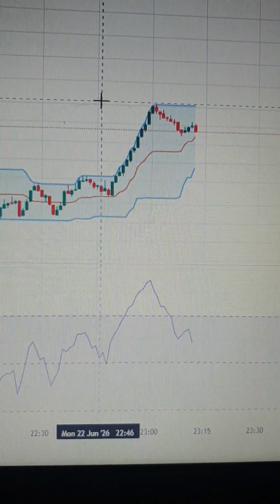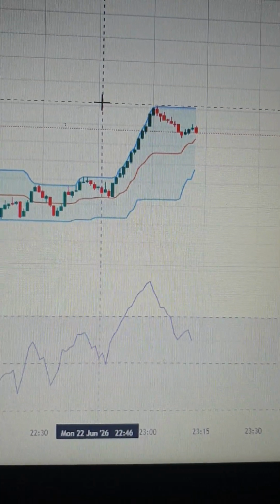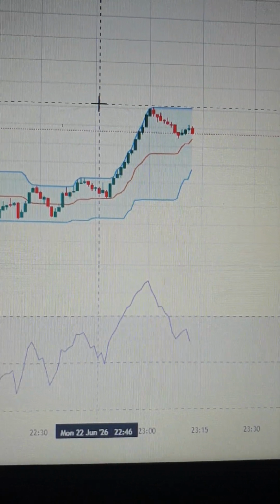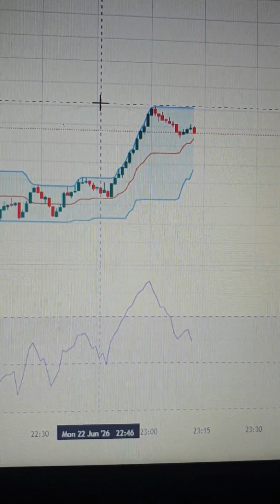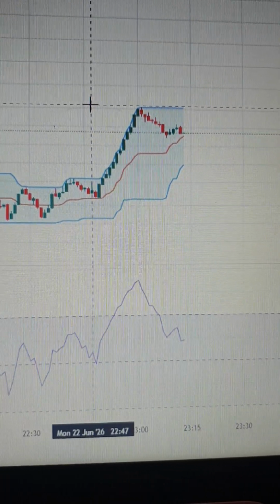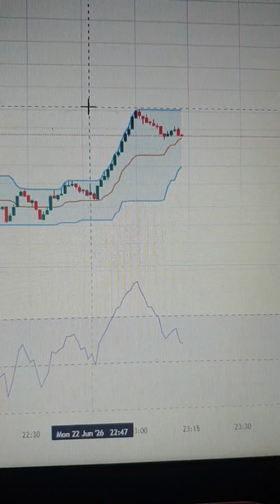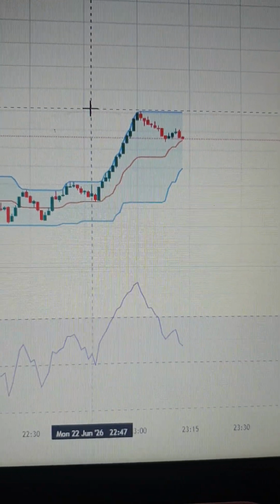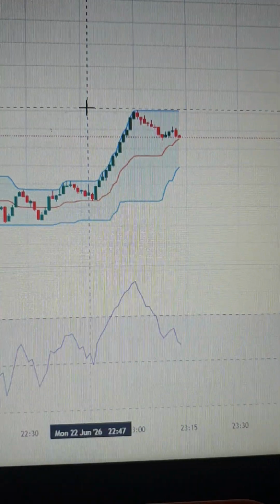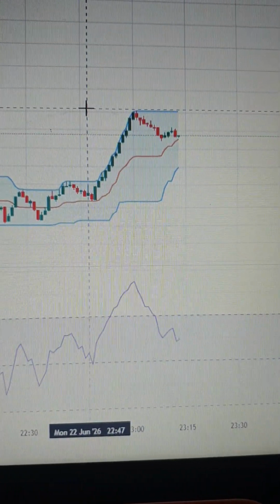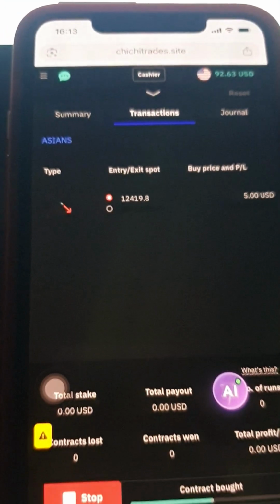So let's see. 1, 2, at least 3, then 1 drop down. Let's be patient. You must be patient whenever you're looking for your entry. 1, 2, 3, then any fall you run the bot. Any fall, make sure you run the bot.